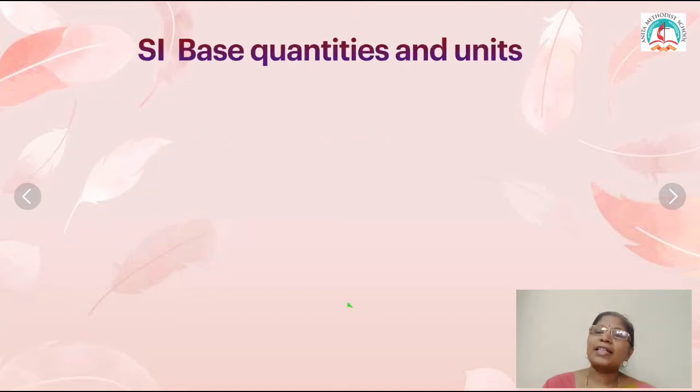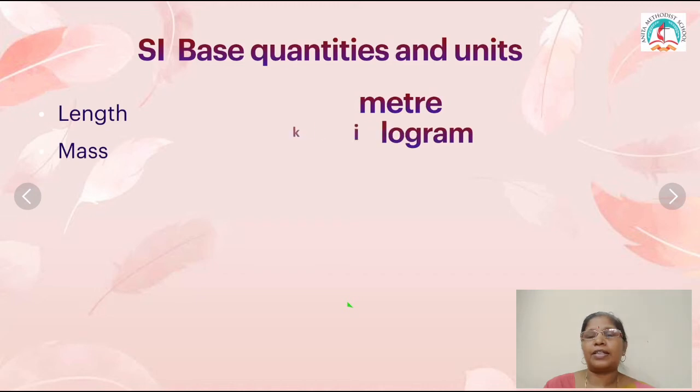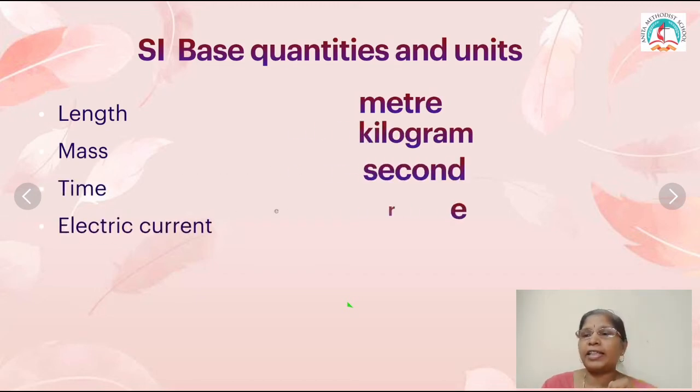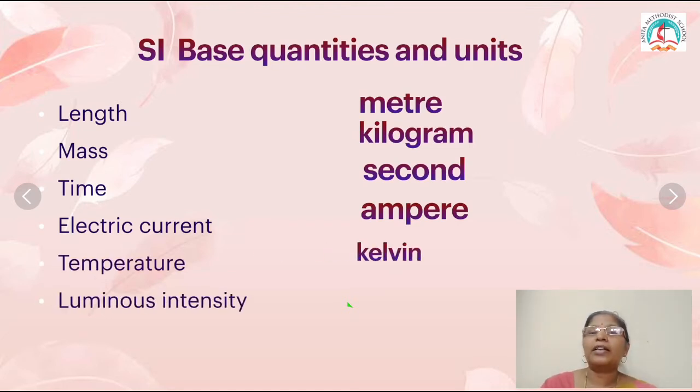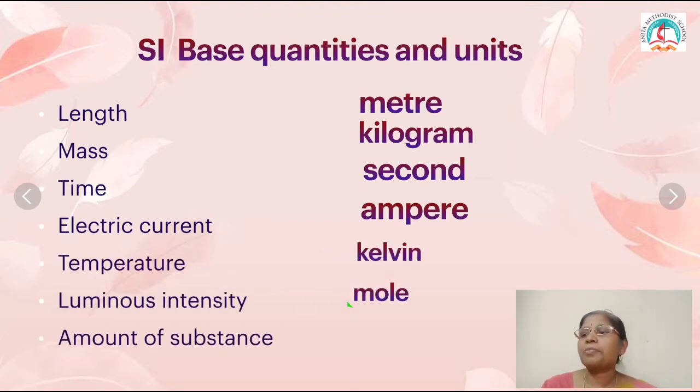Now the next one, some base quantities and the units of the base quantities. Totally how many base quantities I told? 7 base quantities are there. The first one is length. What is the unit of length? The unit of length is meter. The next one, unit of mass, kilogram.